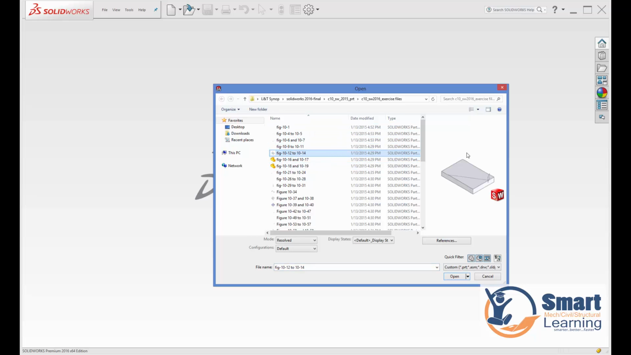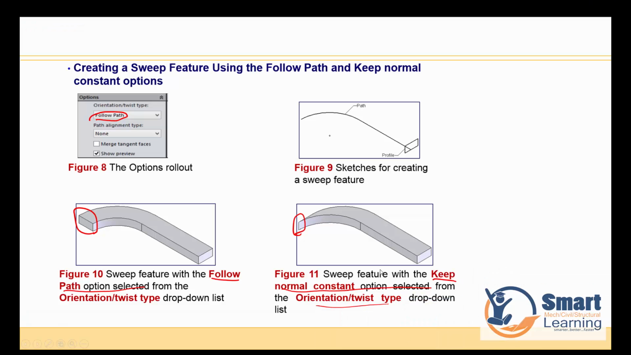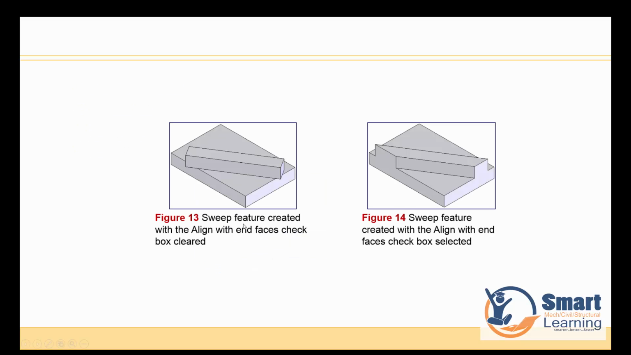And in our next exercise we'll be looking into some more advanced features. Let us look at this particular concept where we'll be looking at the sketches and the path and the merge with respect to the existing feature, and how to align the end faces and see the merge result, and also the tangent face. That complete typical configuration we'll be looking into.